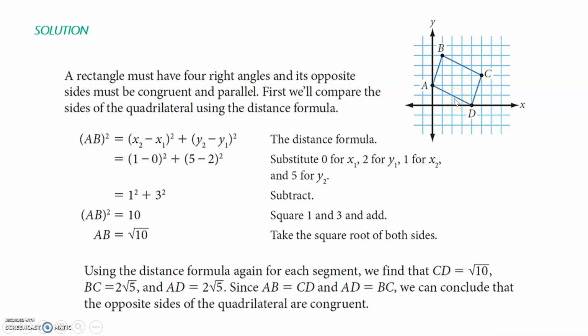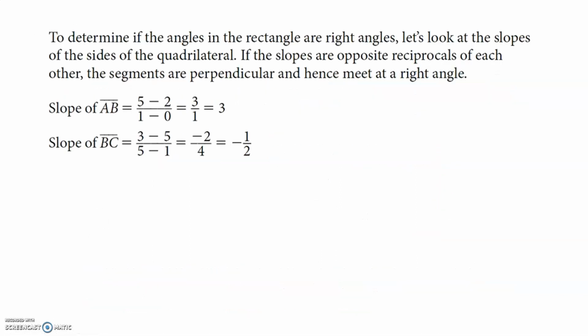And then AD they find out to be 2 square root of 5, and BC they find out to be 2 square root of 5. So those sides are equal. So that would be nice for a rectangle, but are those angles right angles?